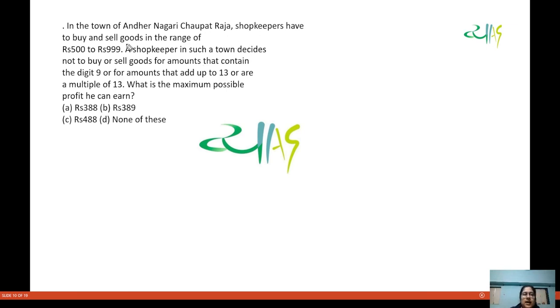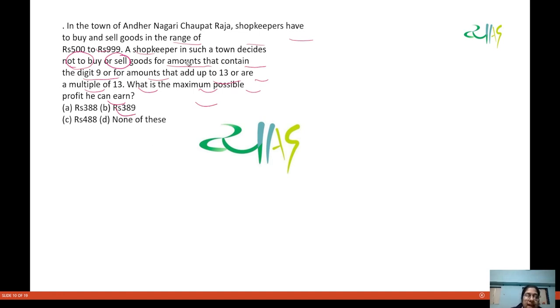Okay guys, look at this question. It is saying in the town of Andheri Nagari Chowkat Raja, shopkeepers have to buy and sell goods in the range of 500 to 999. A shopkeeper in such a town decides not to buy or sell goods for an amount that contains the digit 9 or for amounts that add up to 13 or are a multiple of 13. What is the maximum possible profit he can earn?